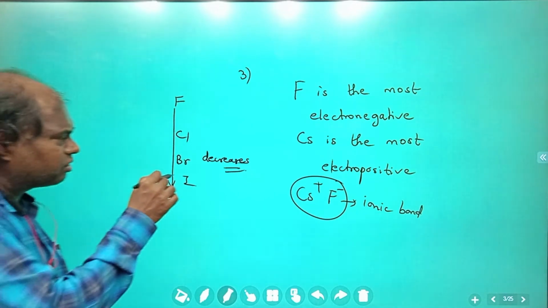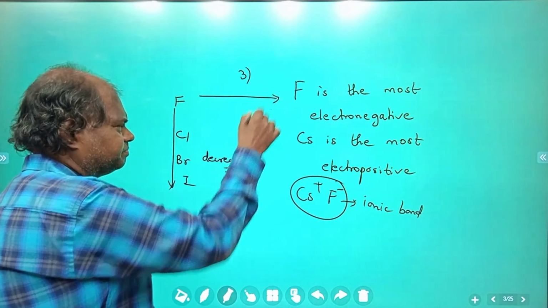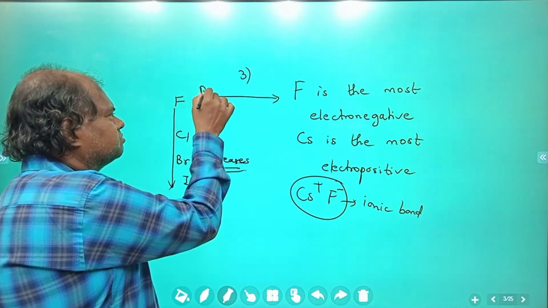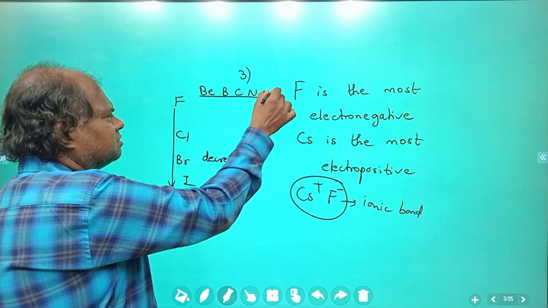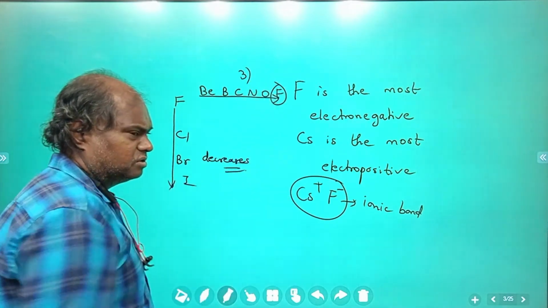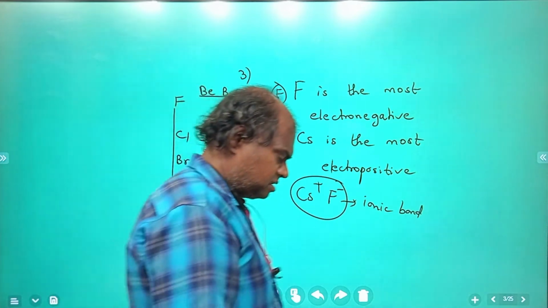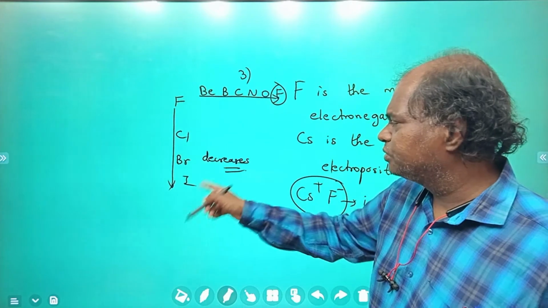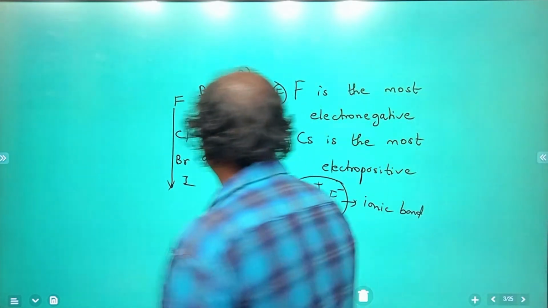Now, what will happen as you go across a period? So down the group it decreases, right? Across the period it will increase. Fine. Let me give you examples now. Beryllium, boron, carbon, nitrogen, oxygen. So it will keep increasing. So who is the most electronegative? Fluorine. Fine. So as you go down the group, it decreases, but across the period it will increase. Okay.